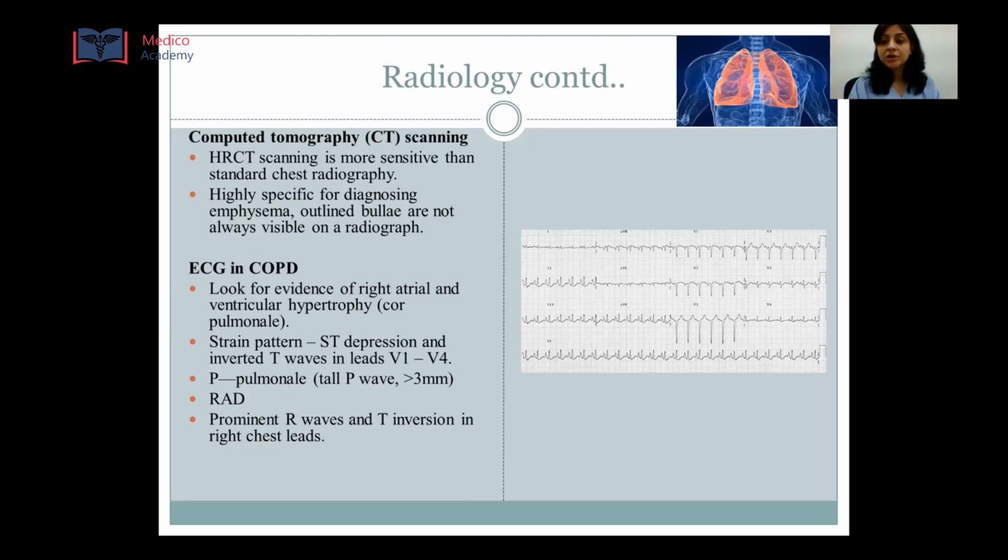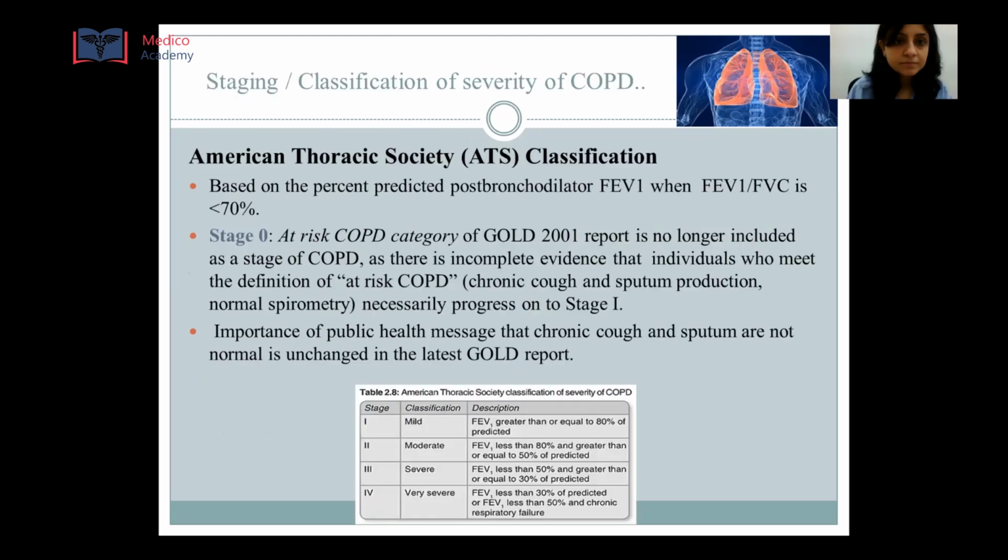ECG in COPD. What do you look for on ECG in COPD patients? We have to look for evidence of any right atrial or ventricular hypertrophy, any evidence of cor pulmonale. A strain pattern might be present, like ST depression and inverted T waves in leads V1 to V4. We can have P pulmonale, that is, tall P waves more than 3 mm. Right axis deviation, we can have prominent R waves and T wave inversions in the right chest leads.